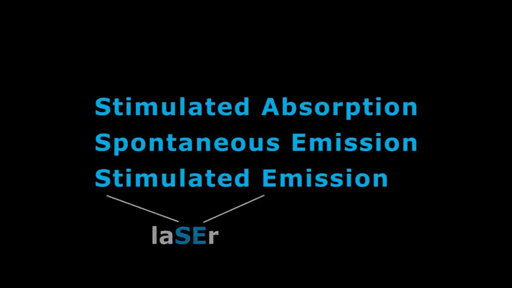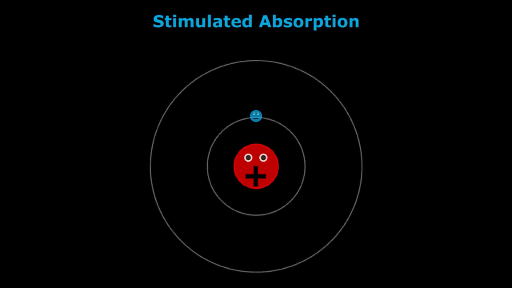Let's take a look at the first concept, stimulated absorption. We will need a nucleus that is made up of protons and neutrons that has an overall positive charge, and an electron that has a negative charge. Hey there, little guy. Most textbooks show electrons existing in discrete energy states of a material.